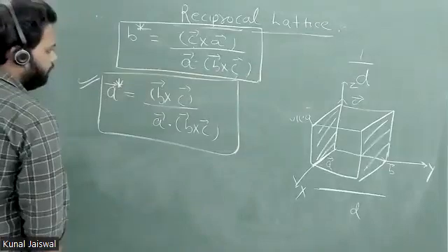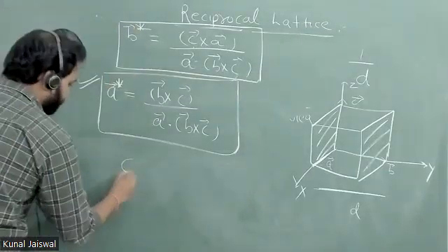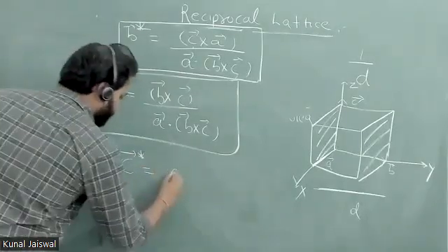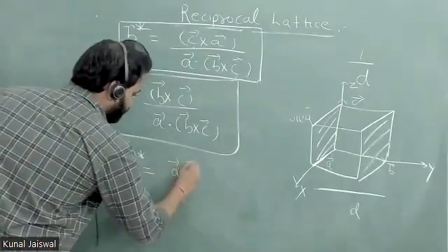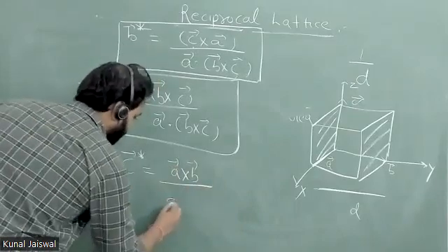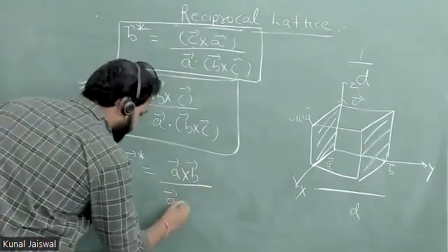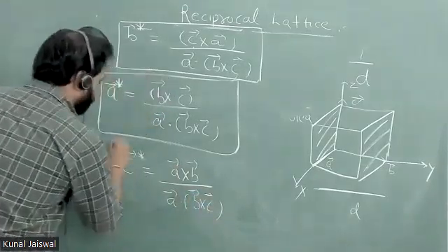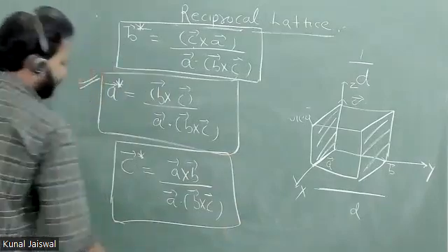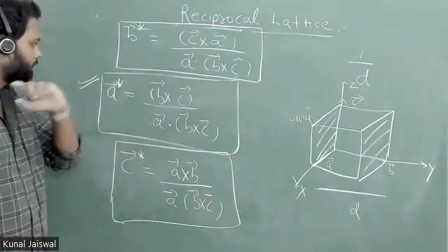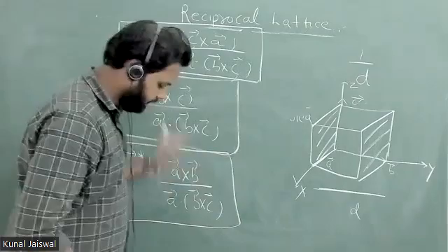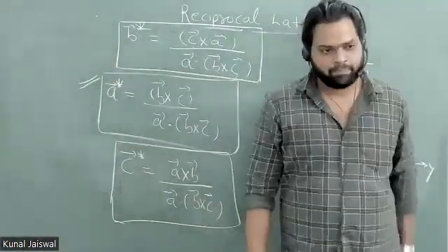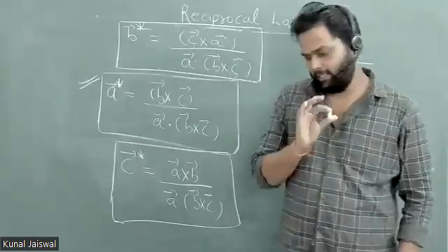Now, what will the value of C vector star? A vector cross B vector and divided by their volume. दिख रहा है ना? Same volume. A dot B cross C. So this is basically what our reciprocal lattice vectors. But here a factor is missing. आप लोग को दिख रहा होगा क्या factor missing है? There is one factor. Yes.